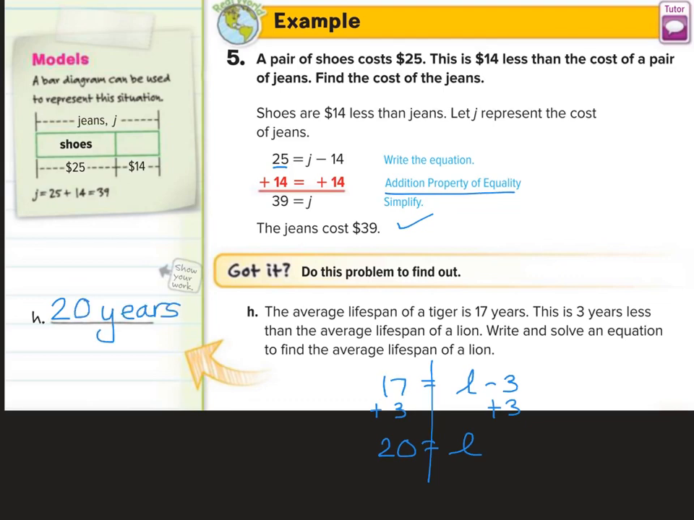Okay, those are all of the notes for Chapter 6, Lesson 1. Now give the independent practice problems a try and the power up.